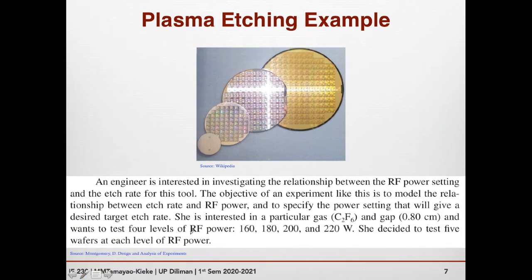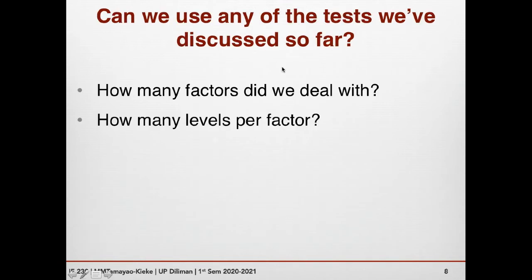You have RF power. However, instead of having just 2, we have 4 factor levels, and we have 4 treatments. So to answer this, we actually cannot use any of the tools that we have discussed so far in an efficient way.